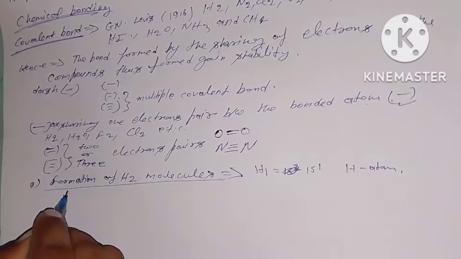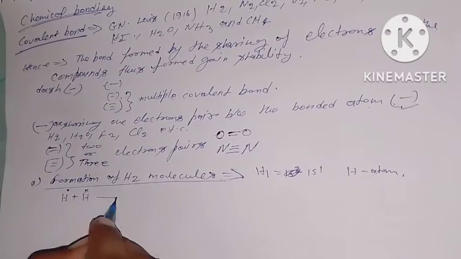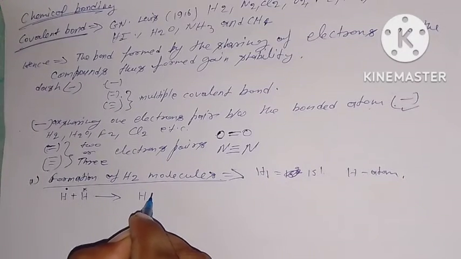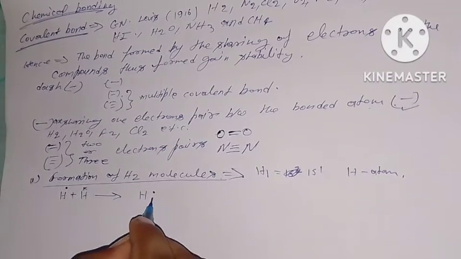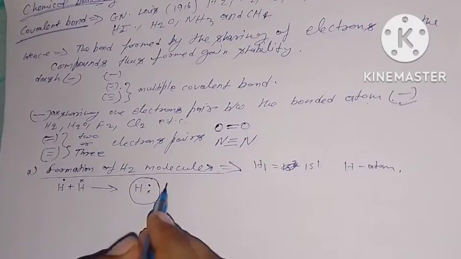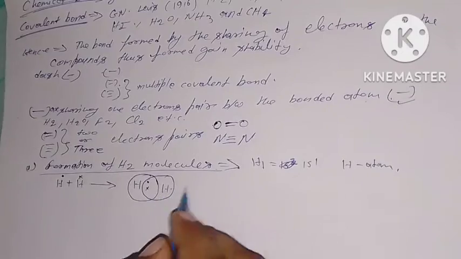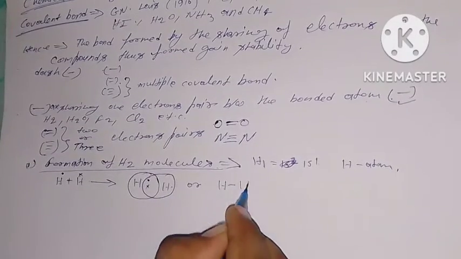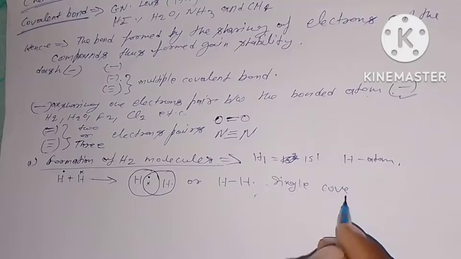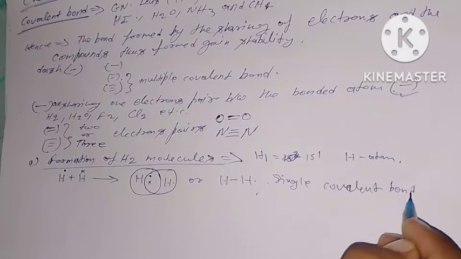As the example, each H atom has one electron, and then one pair of electrons is shared, giving an H-H bond, a single covalent bond.